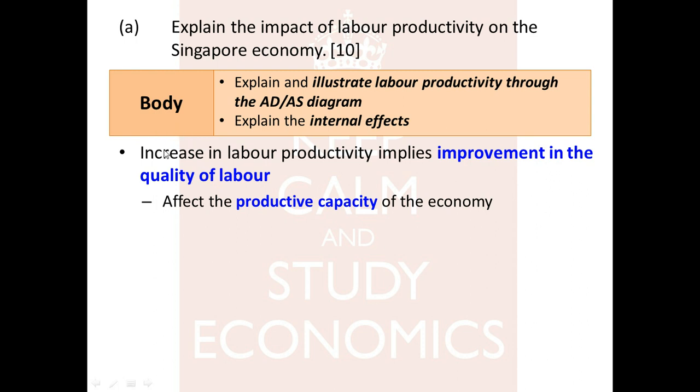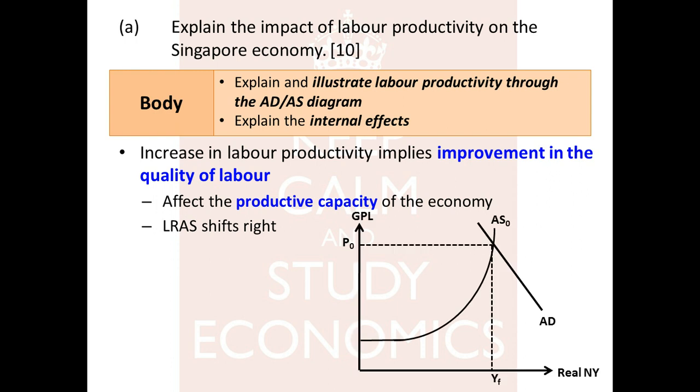Okay, by the way, I chose to talk about an increase in labor productivity, okay, rather than a decrease. Okay, it feels more natural in that sense because most of the time labor productivity actually increases. Okay, so in a sense, we want to analyze the impact of an increase in labor productivity on the Singapore economy. Okay, so now let's go back to the question. So if the productive capacity of the economy increases, the long run average supply curve, or the LRAS, shifts to the right. Okay, if you recall, the LRAS is just the vertical part of your AS curve.